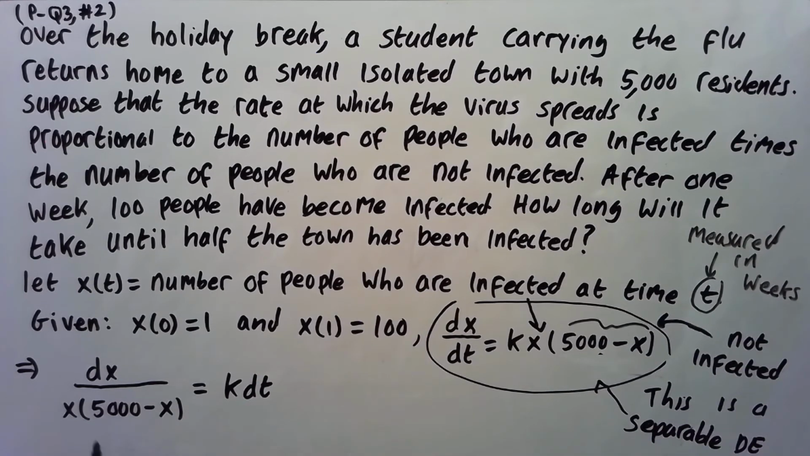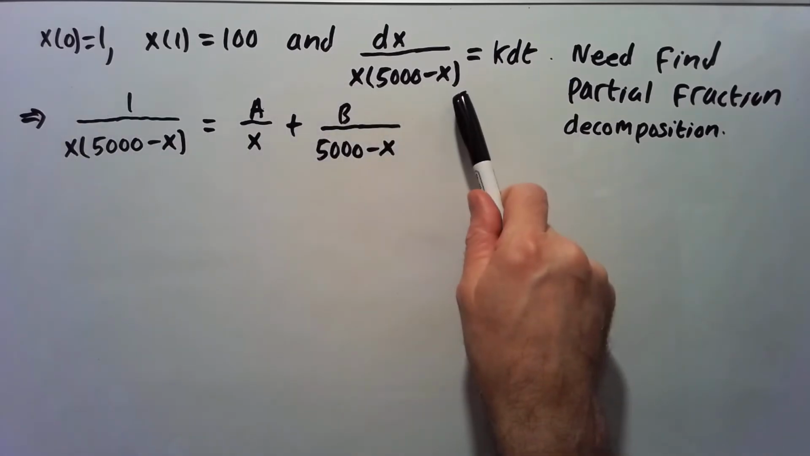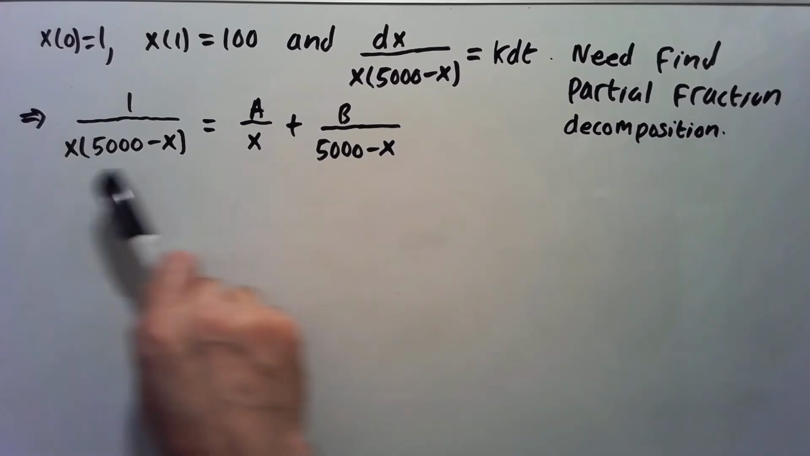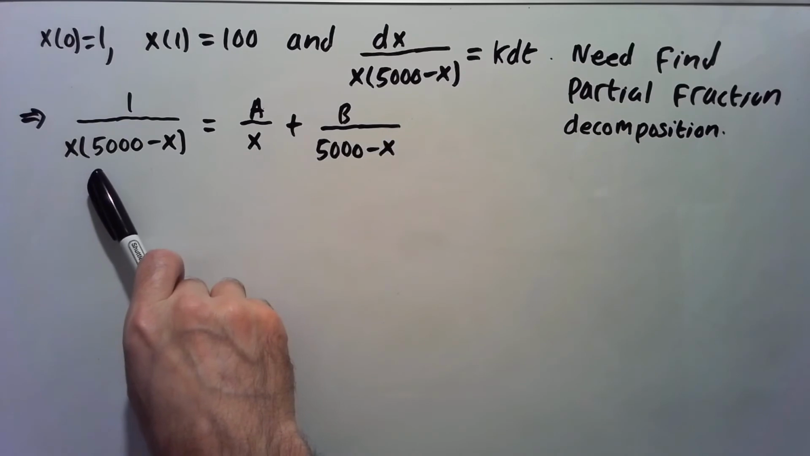We're going to have to use partial fractions on this side, so I'm out of space here, so I'm going to erase a few things and we'll keep going. Okay, so summarizing what we have here then. We're going to have to find the partial fraction decomposition of this because we want to integrate both sides here. So we're first going to find the partial fraction decomposition.